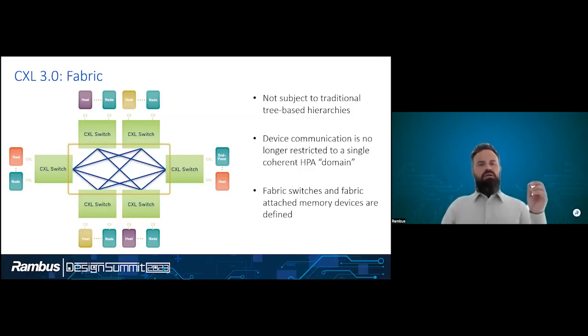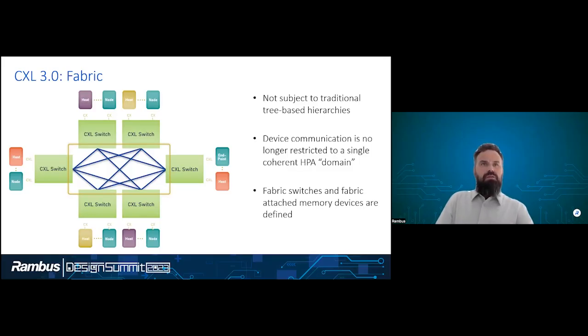In CXL 2.0, the switches were able to provide device fan out and expand the size of any host's physical address range, but communications were restricted to only within that domain. And with 3.0, we are really now starting to enable these cross-domain communications, which you can see highlighted in the diagram on the left.